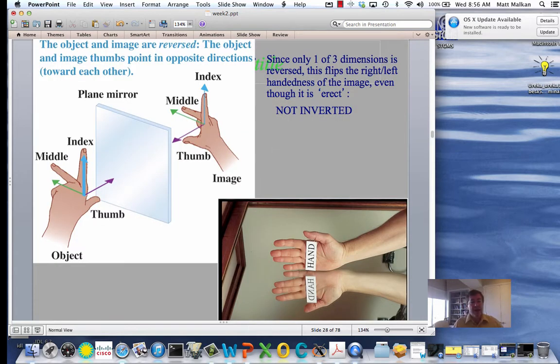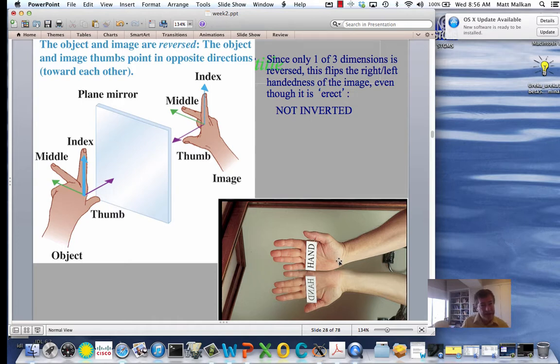Now, there's one thing I didn't tell you about. We realized that a flat mirror makes an upright image. It's the same magnification of 1. It's the same size as the original image. There's one thing I didn't talk about, which is more complicated. What is the handedness of the image? Well, let's look at this.